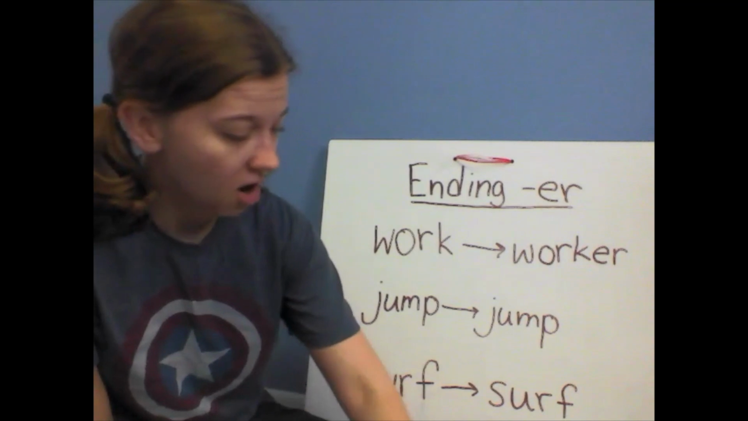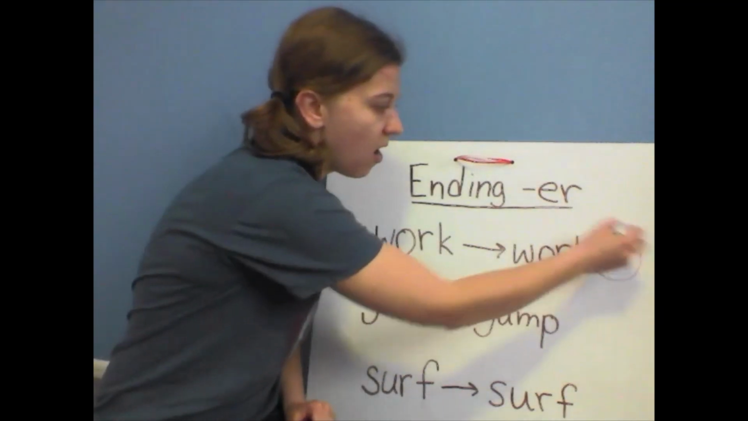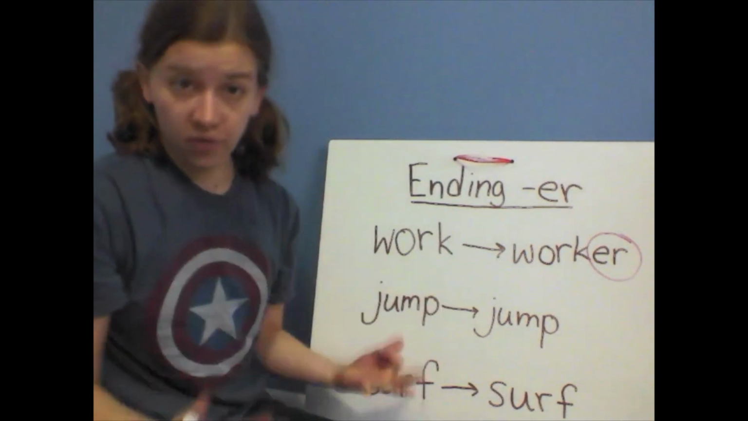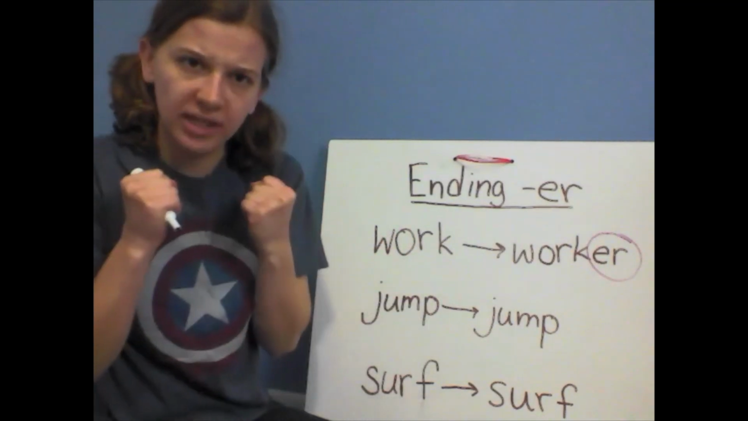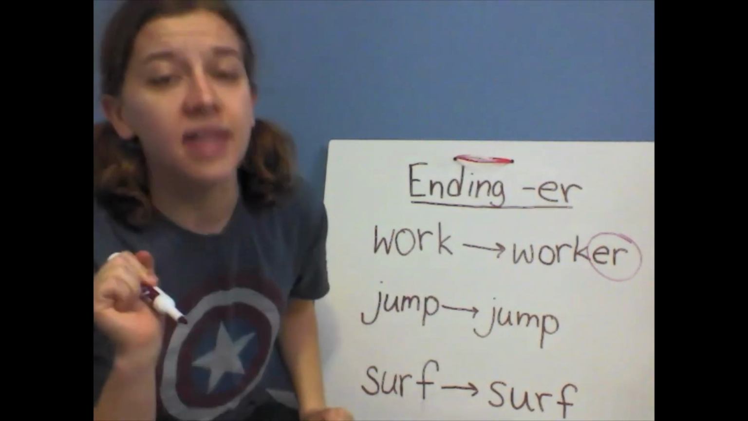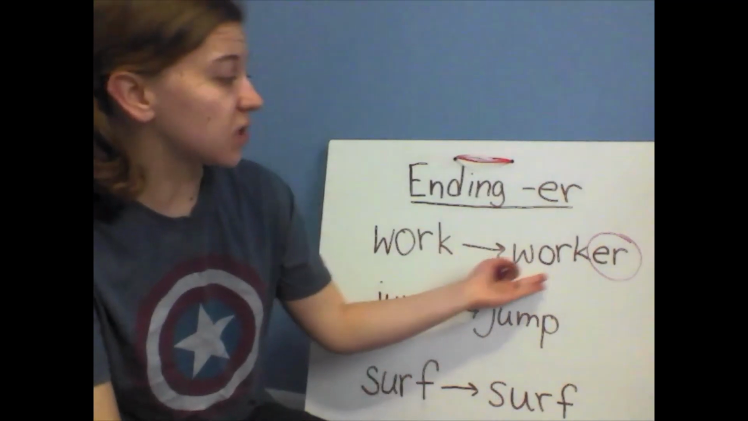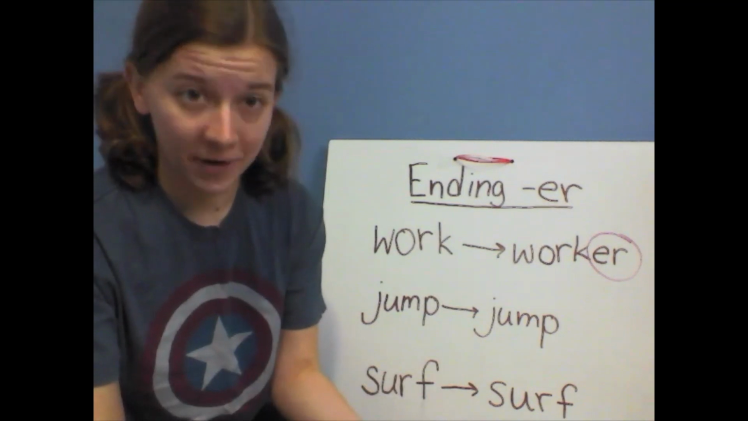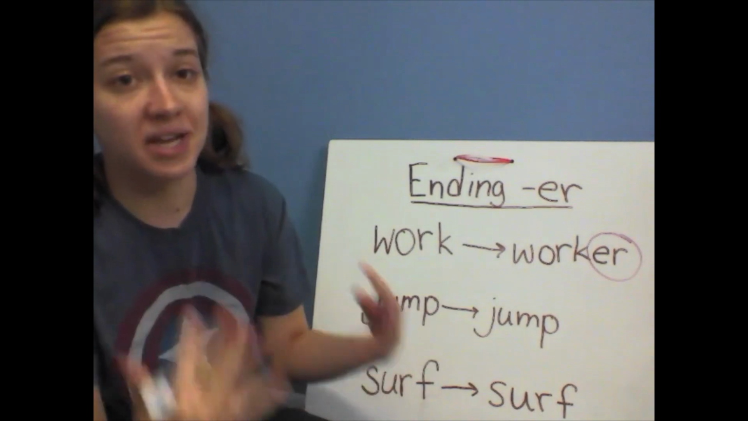It's that ER, right? Let's use my purple. It's the ER. And like I was saying, work is a verb, right? To work, that's an action word. Captain America would like that, right? Action word. That is a verb. And then when we add the ER, it becomes worker. And a worker is a person. That's a noun, right? So when we add the ER to a verb, it becomes a noun.